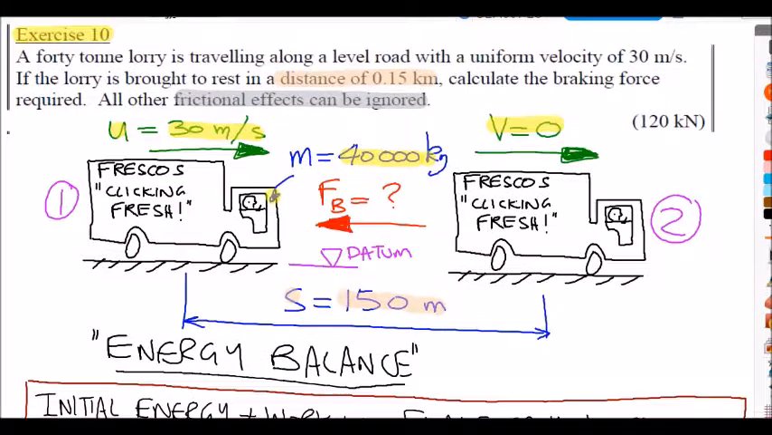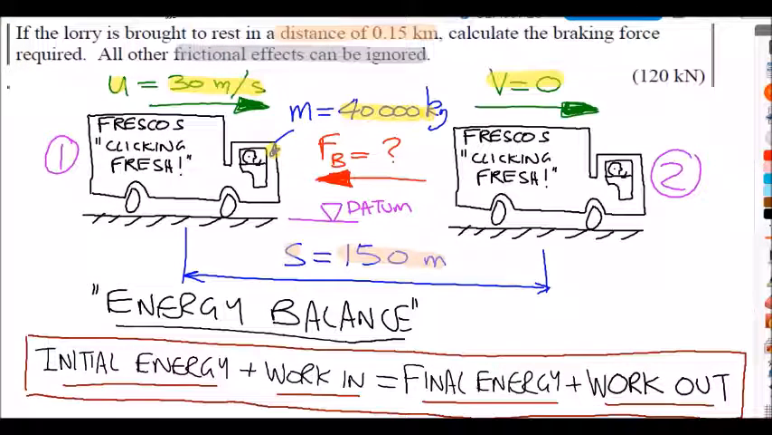So I've drawn a sketch here of my problem. I've called this position 1, where the vehicle is travelling at 30 meters per second, and in position 2, 150 meters further on the level road, the velocity is 0. So I'm going to commence by constructing what's termed an energy balance here. So my initial energy and any work put into the system is equal to my final energy and any work out of the system. That's called an energy balance.